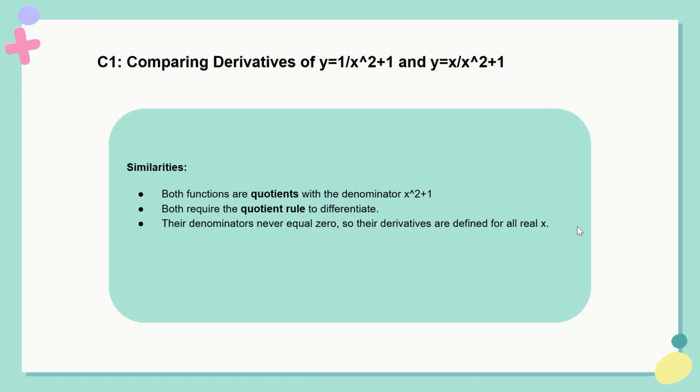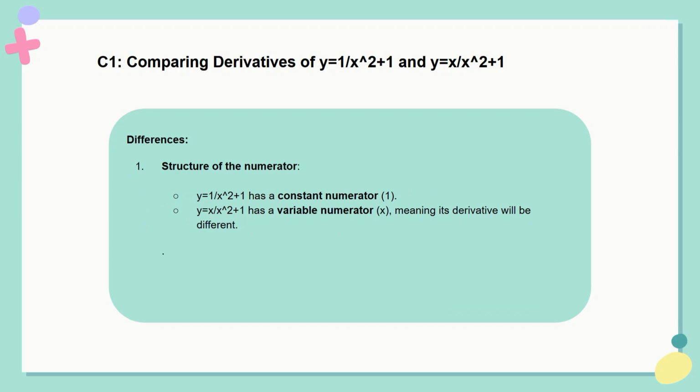So we're going to be comparing the derivatives of these two functions. y is equal to 1 divided by x squared plus 1, and y is equal to x divided by x squared plus 1. These are some similarities and some differences. Both of these functions are quotients with a denominator x squared plus 1, but the numerators are different. Let's differentiate them using the quotient rule.